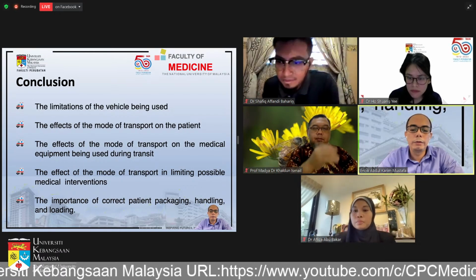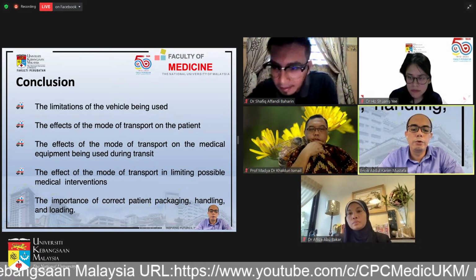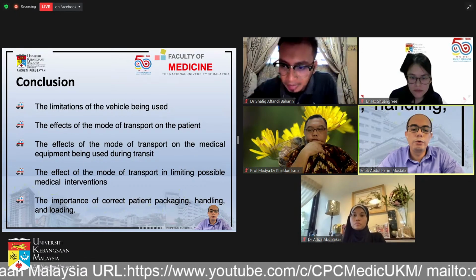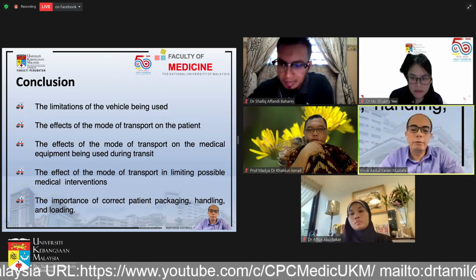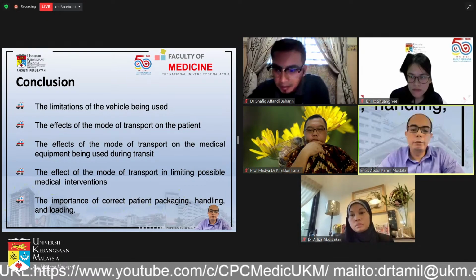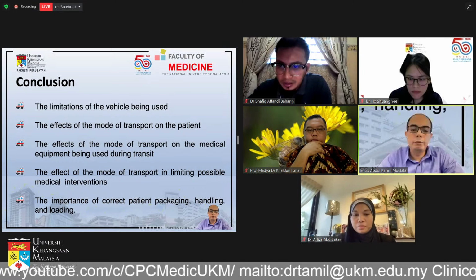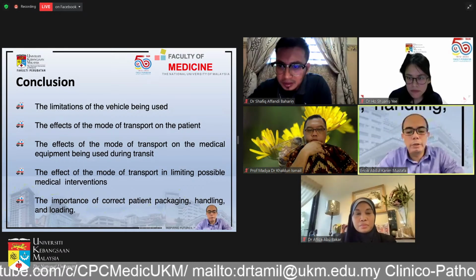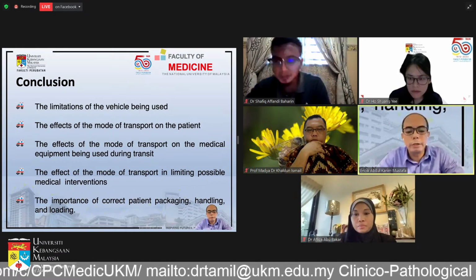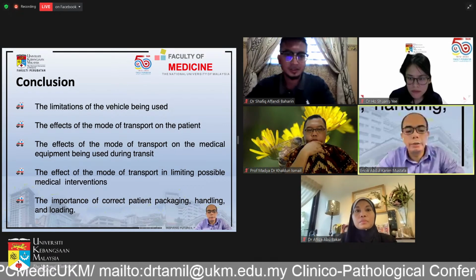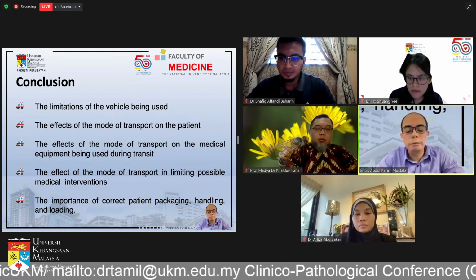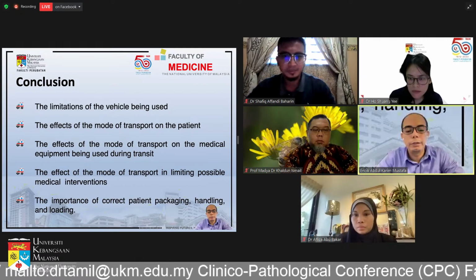The effect of the mode of transport on the medical equipment used during transit. We have to consider the vibration of the ambulance, and vibration of fixed wing or rotor wing must be clear before we bring all the equipment. And the effect of the mode of transport in limiting possible medical intervention. The point is that correct patient packaging, handling, and loading are common things that we should think about before we transfer the patient.